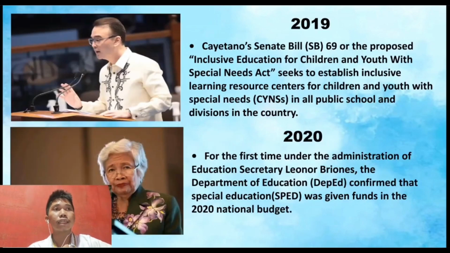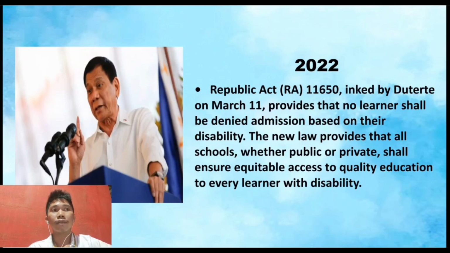In 2019, Cayetano's Senate Bill 69, the Inclusive Education for Children and Youth with Special Needs Act. In 2020, the DepEd confirmed that special education was given funds in the 2020 national budget. And lastly, 2022 Republic Act 11650, signed by Duterte on March 11, provides that no learner shall be denied admission based on their disability. The new law provides that all schools, whether public or private, shall ensure equitable access to quality education to every learner with disabilities.